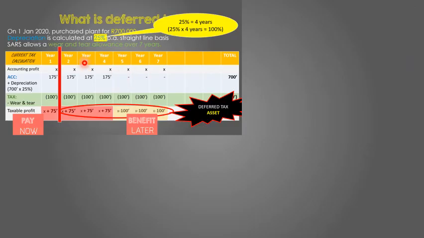Now, if we look at the example where we adjusted the calculation of depreciation to 25%, so over 4 years instead of using 10%, then we saw that we had a different situation where we actually had to pay more tax in year one, and then overall the cumulative, if we add these amounts from year 2 to year 7, we would get a benefit. So we said that we have to recognize a deferred tax asset for this.